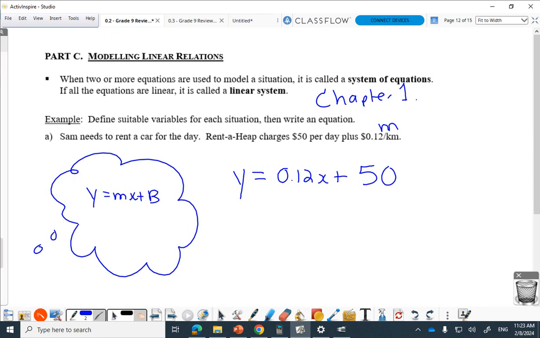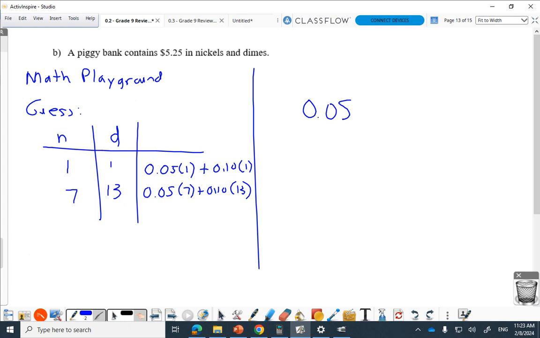What the heck is going on here? There. Plus 0.10, oops, I said 0 and wrote 1, times dimes. That's how we find out how much money I have. What's that got to come out to be for this to work?